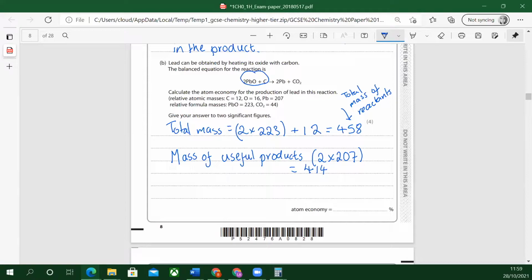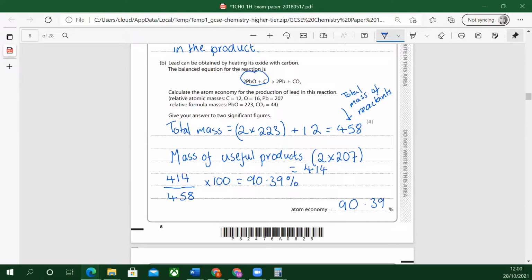So now, like efficiency, we do 414 over 458, and then times 100 to get a percentage. You get 90.339, round to 90 percent. Remember, it's just the useful product.